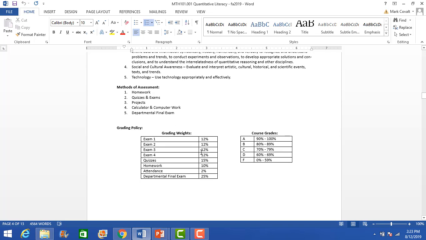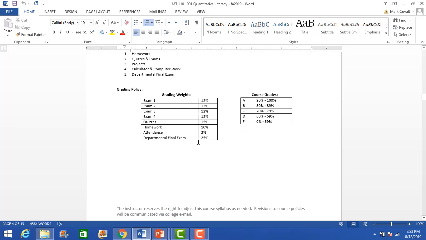Okay, so method assessments. These are the ways I'm going to assess your mastery of all of these things. How am I going to assess that you know all these things that we just saw? Well, these are the ways I'm going to do it. Here's the grading scale and the weights. Exams are each worth 12% of your course grade, quizzes are 15%, homework is 10%, attendance is 2%, and that may go up. I may increase that based on the fact this is a flipped classroom, so I'm going to make that heavier, because showing up for class is a requirement. If it changes, I'll let you know, but this is the grading scale.